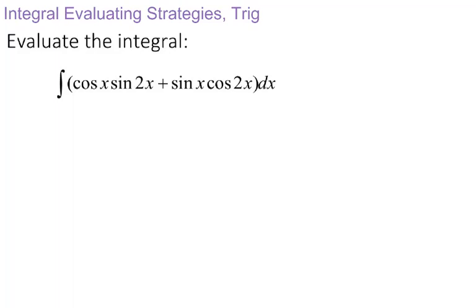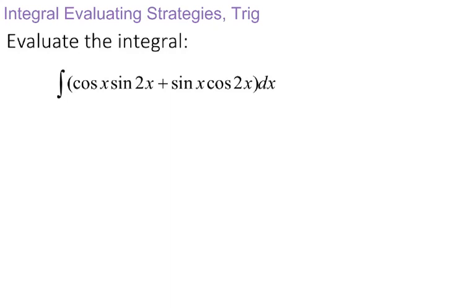In this video, we're going to look at some integral evaluating strategies. We're going to do 3 examples, and each of those examples is going to include some trig. So our first example here, we have the integral of cosine x times sine of 2x plus sine of x times cosine of 2x, integrating with respect to the x variable.